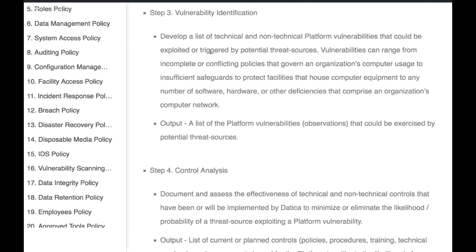So we have to develop a list of technical and non-technical platform vulnerabilities that could be exploited or triggered by potential threat sources. Output: a list of platform vulnerabilities, observations that could be exercised by potential threat sources.